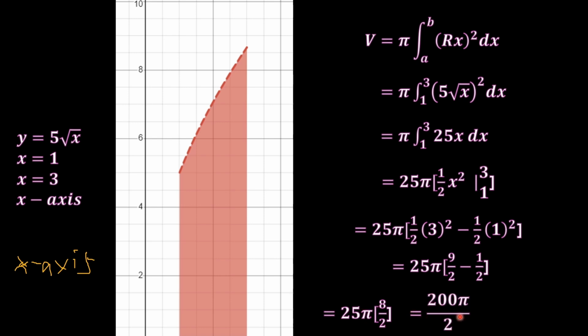25 times 8 is 200 pi. Yeah, 25 pi times 8 is equal to 200 pi over 2, and what you'll get is 100 pi. Actually, I didn't instantly solve it. What you could do is just divide 8 by 2, so you'll get 4, and 25 times 4 is just 100 pi. Either way, you get the same answer. So the volume of this revolving around the x-axis is 100 pi.